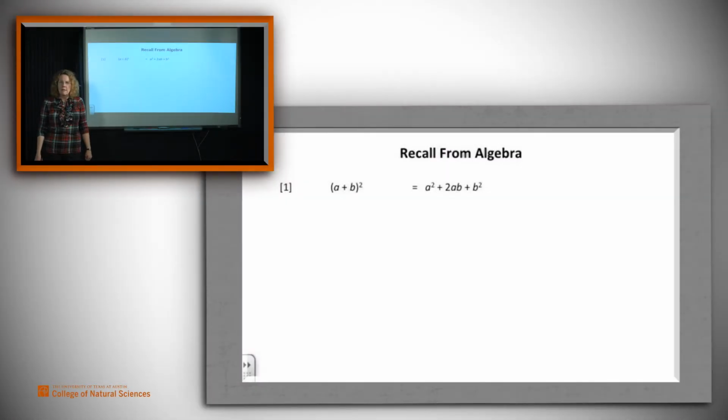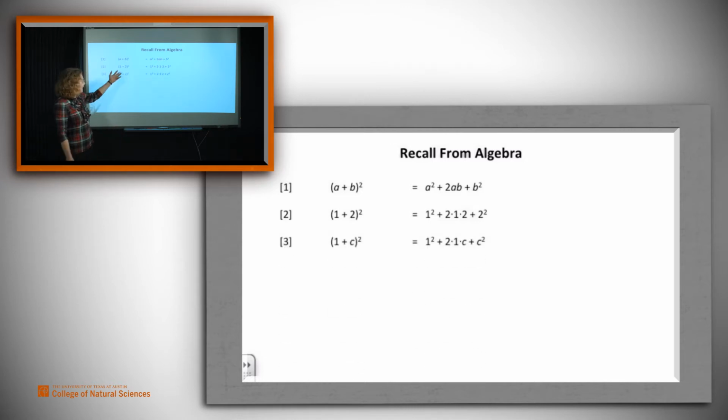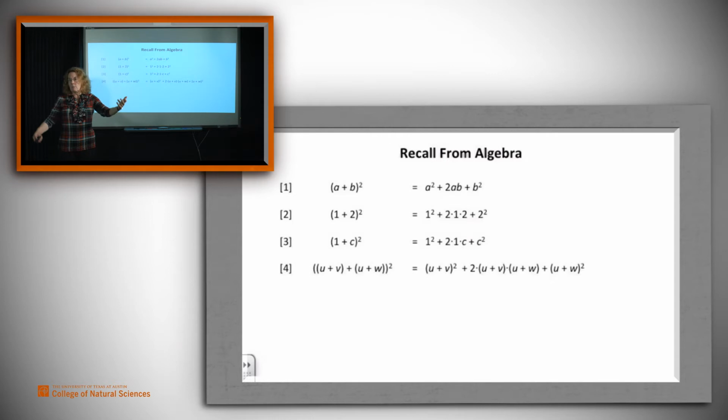Recall from algebra that we write claims like this: (a + b) squared is equal to a squared plus 2ab plus b squared. And when we say something like that, we don't mean it's only true of a and b. We could say that it's equally true of 1 and 2, or 1 and c, or more complex expressions, (u plus v) plus (u plus w), the quantity squared. And we write it out in exactly the same way on the right-hand side. So we know that when we write a claim like this, it applies generally to any value substituted for the variables a and b.